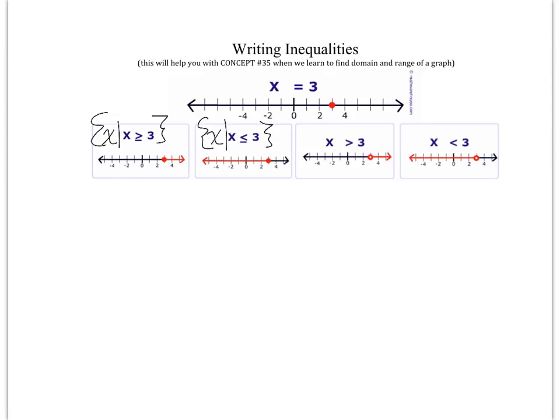The next one has an open dot on 3, and you're shading everything to the right. Now, because it's an open dot, it means that 3 is not part of the solution or the domain. So we leave off the little line on the inequality symbol, and it's just x is greater than 3. If I wanted to write it as a domain, it might be written as x such that x is greater than 3. Now the next one, open dot on 3 and shade it to the left, so now it would be x is less than 3. And so it would be x such that x is less than 3.